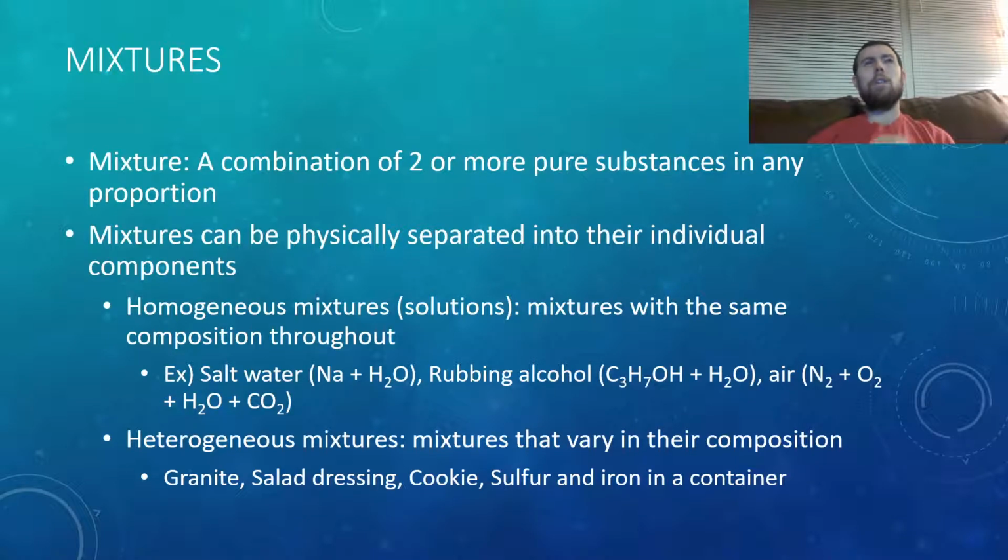And then sulfur and iron. These are two different elements. Sulfur is a yellow powder. Iron is a black metal. But when you mix them together, you can visibly see the differences between the two. Now, these mixtures, again, what makes them unique from our pure substances is that they can be physically separated and they're made up of two or more pure substances.